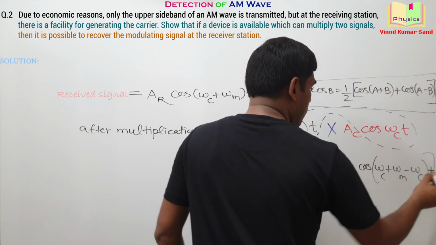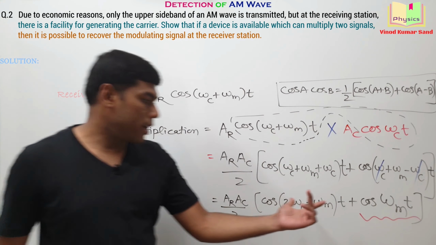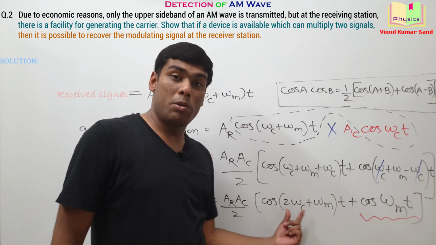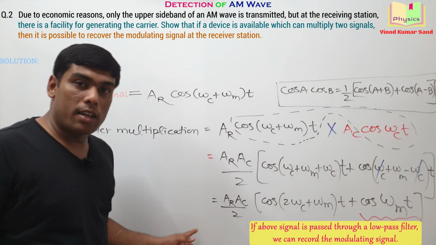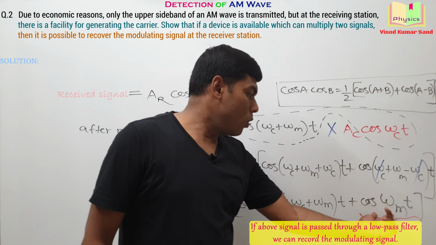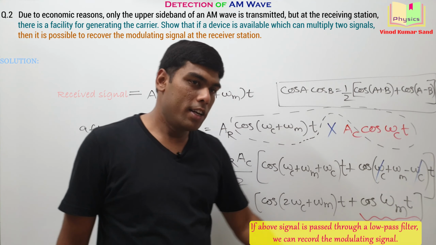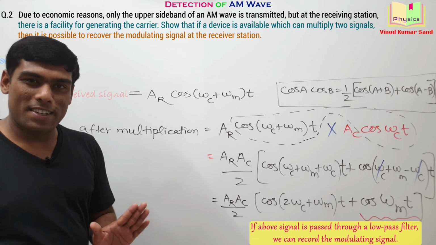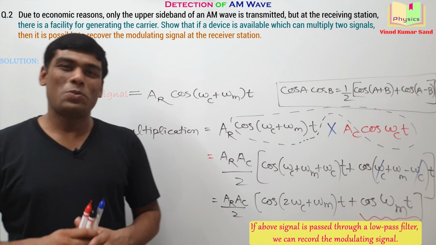This omega c is getting cancelled out. Actually, if we compare these two signals, one has a high frequency, because the carrier frequency is always high. If we pass this entire signal through a low pass filter, only this signal will pass through that filter. Got it? So you will recover the message signal. Simple and easy question. I hope you enjoyed this video.